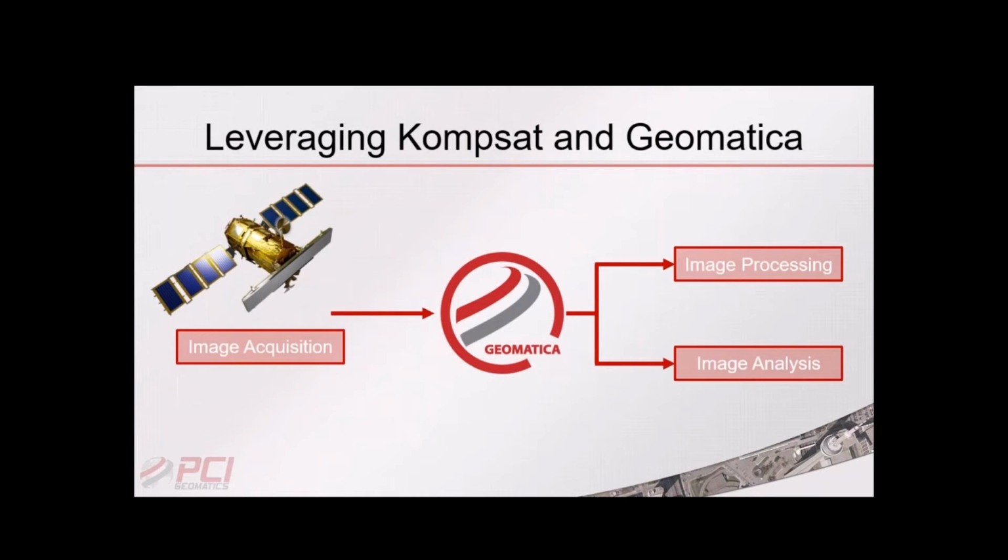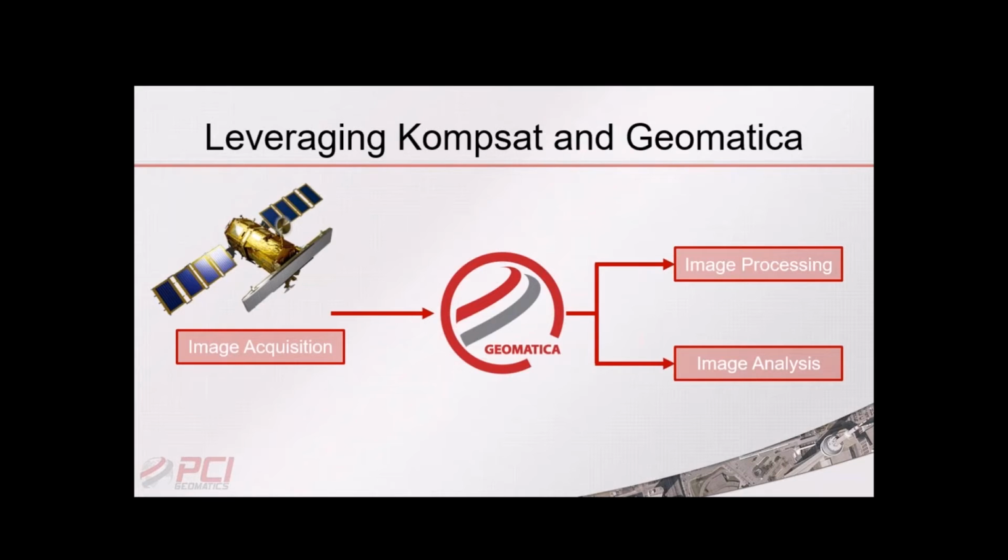Now, acquiring the necessary information for actionable intelligence is no small task, and to do so you do need the right tools. So in the following portion of the presentation, I'm going to demonstrate how you can leverage both Kompsat-3 and 5 products with Geomatica to extract meaningful information that decision makers and upper management can use.